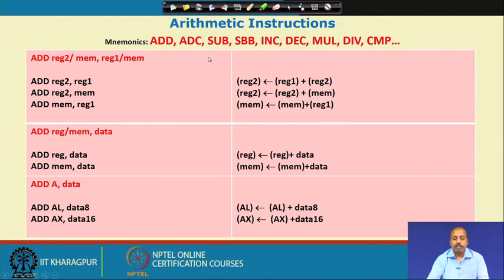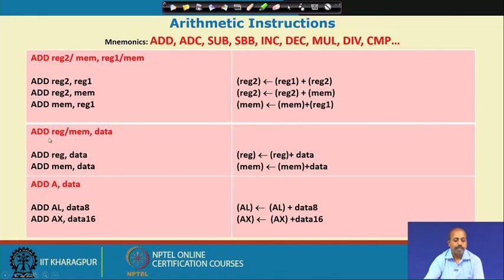Then under the arithmetic instruction category, we have add, add with carry, subtract with borrow, increment, decrement, multiply, division, compare, etc. Add register 2 comma register 1: register 2 gets register 1 plus register 2. Add register 2 memory: register 2 gets register 2 plus memory. We can have a number of different types of add operations. Note that there is nothing like add memory 1 comma memory 2. Both operands cannot be memory; one of them must be a register.